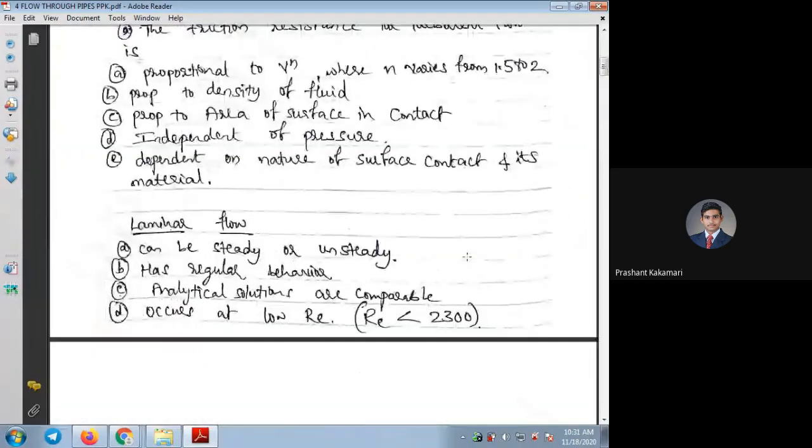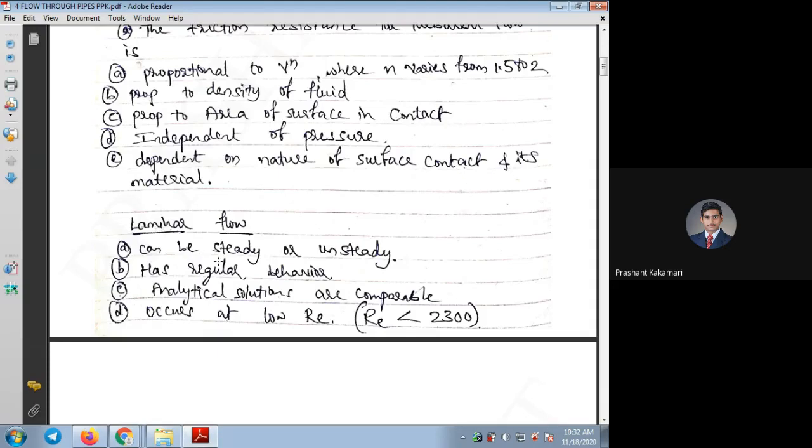So what is laminar flow? If you recall your experiments, due to low velocity, and if the diameter is also small, the Reynolds number will be very small. That is rho V d by mu. Rho and mu are constant. The changes are the velocity and the diameter. If the velocity and the diameter are very small, the Reynolds number will be small. So anytime you find the Reynolds number is less than 2300, we call it laminar flow.